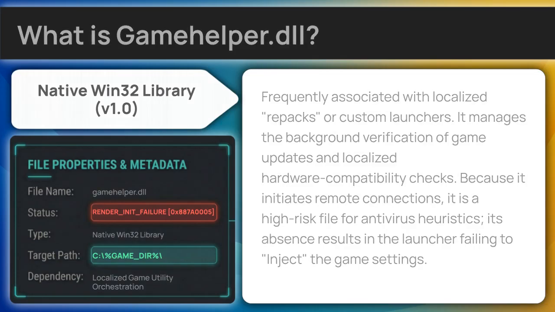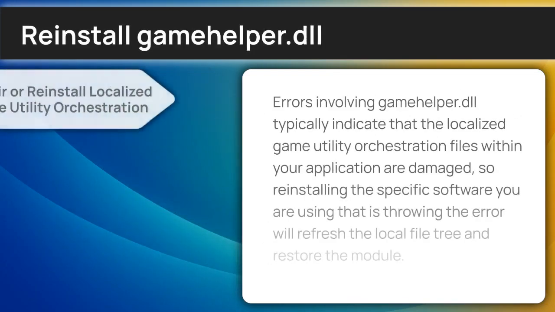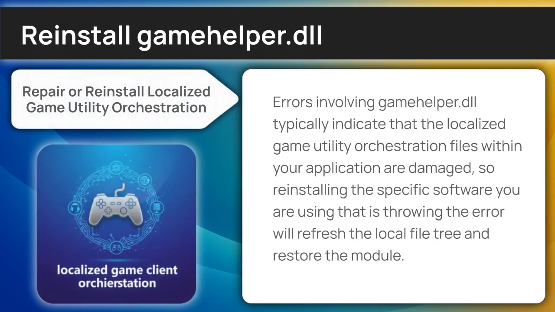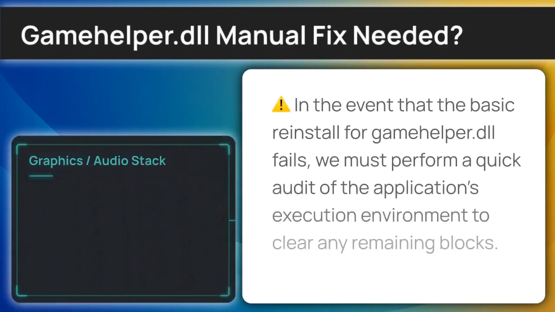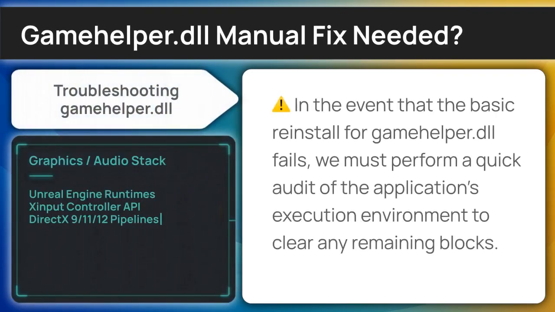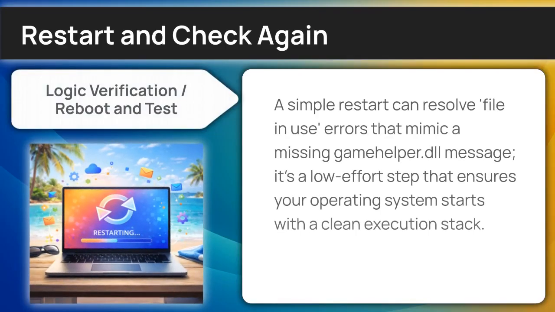Now let's look at replacing it. Errors involving Gamehelper module DLL typically indicate that the localized game utility orchestration files within your application are damaged, so reinstalling the specific software you are using that is throwing the error will refresh the local file tree and restore the module. When a fresh installer fails to clear the error, it typically points toward a deeper conflict within the Windows execution layer. A quick reboot can determine if the error is transient. While it won't fix a deleted file, it can re-establish the connection between your software and the Gamehelper module file if the path was temporarily busy.